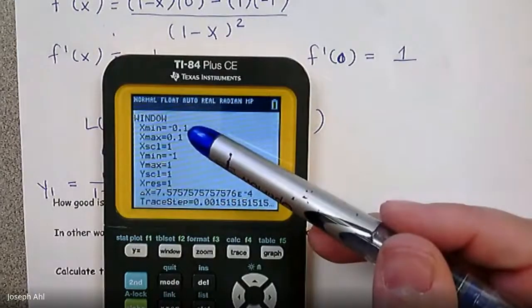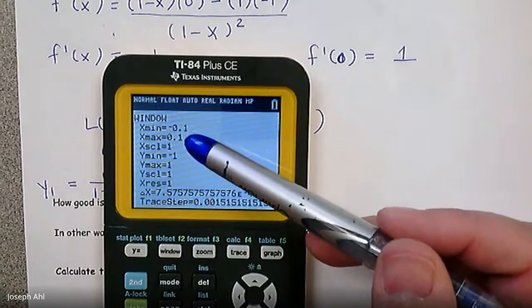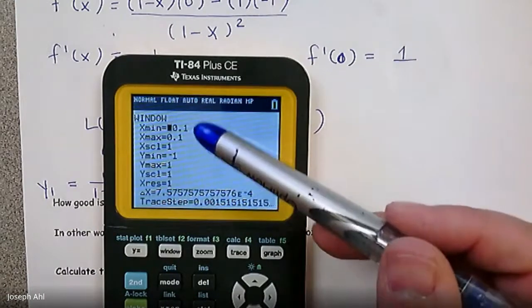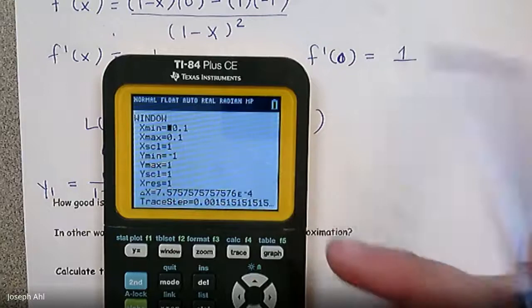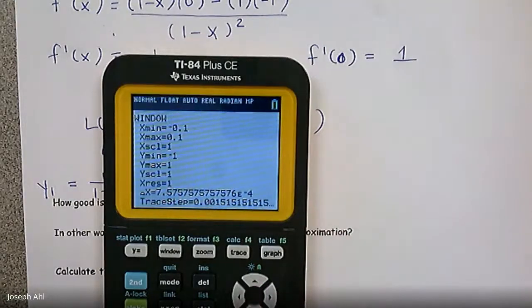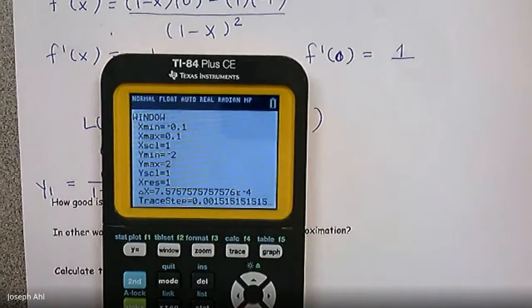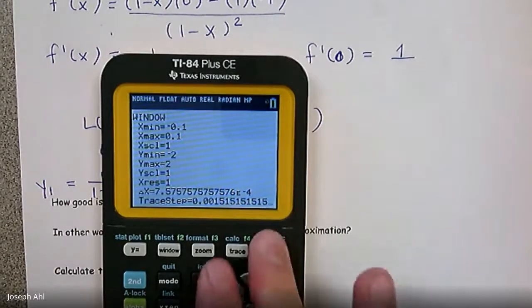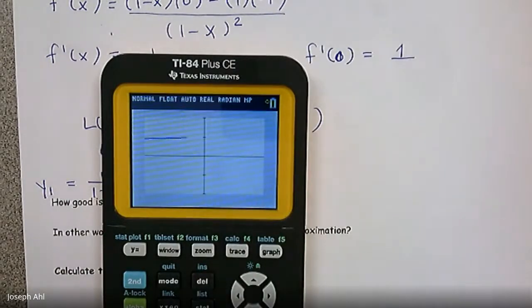In your window, it might be nice to set your x min and x max to be within 0.1 of 0, so from negative 0.1 to positive 0.1. Maybe I'm just going to make my y values go from negative 2 to positive 2. When I hit graph, we'll get the original function over this interval, and then the next thing you'll see is our linear approximation. And wow, that's a great fit surrounding x equals 0. There shouldn't be much error at all to use that tangent line to approximate when we're close to x equals 0.